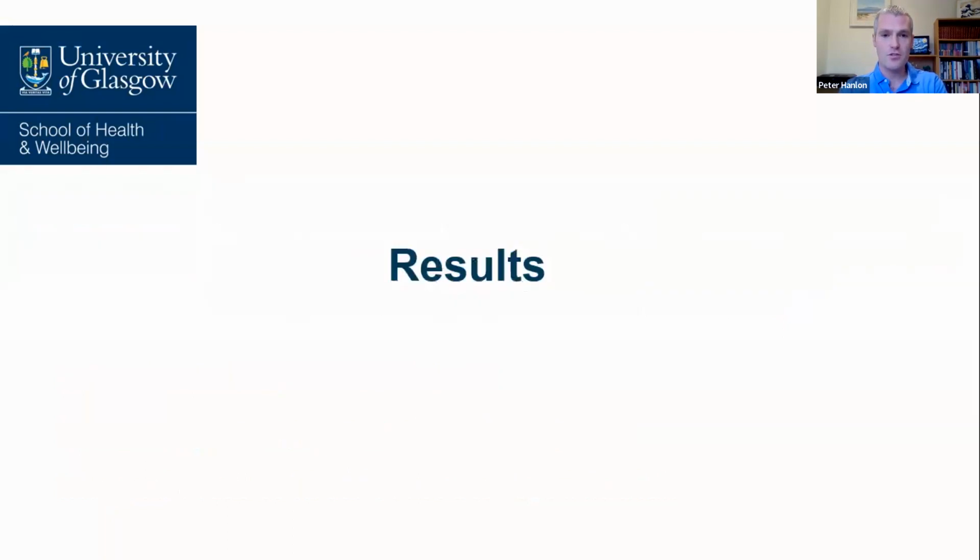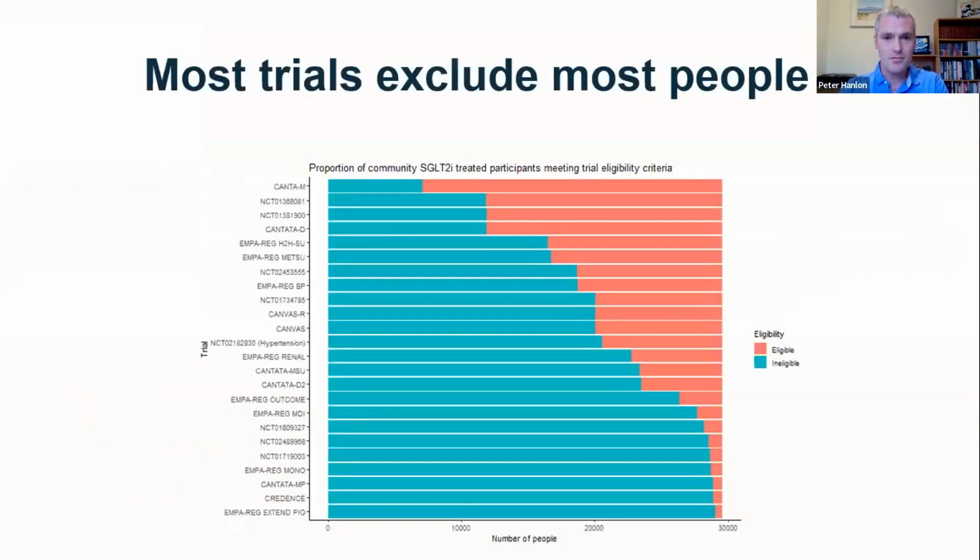The results: I'm going to show one trial first to walk through what I'm showing, and then I'll show all of the trials after. So the first observation was that when we applied the criteria to the routine care data, consistent with the wider body of literature, most trials exclude most people with type 2 diabetes.